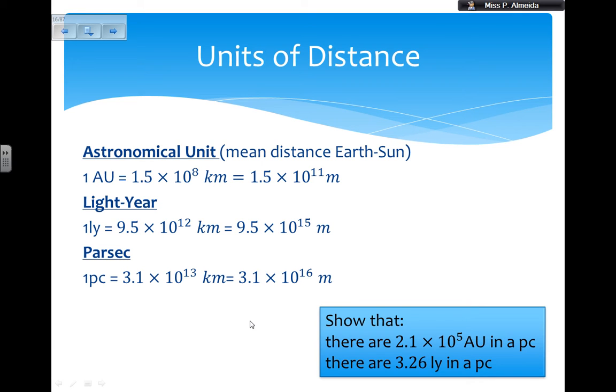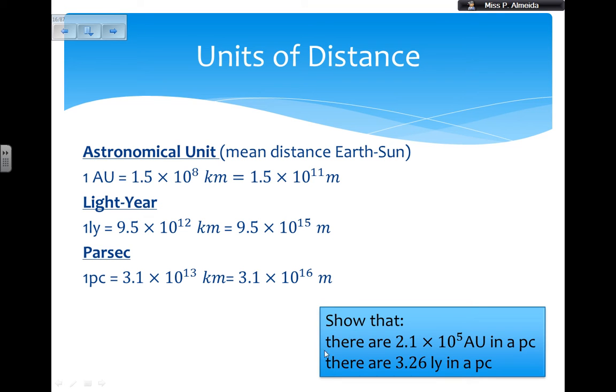So these are quite useful. Within the solar system, we use astronomical units quite a lot. Between stars, light years, and for larger distances, we use parsecs, okay? There's nothing wrong with using any of them, it's just what is easier really to use. So I can say that certain galaxies are a couple of parsecs from us.